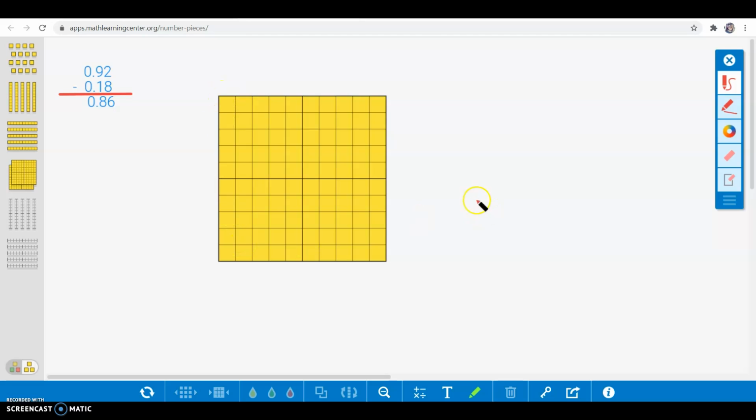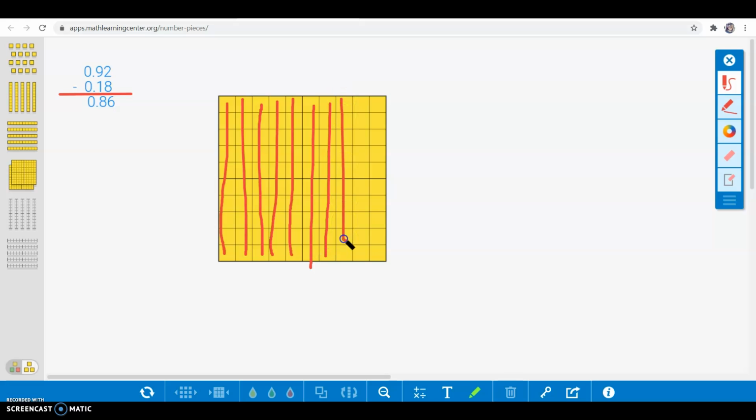So I'm going to be using this hundredths grid, and here we go. So we have 92 hundredths. So we have 9 of these tens. So 1/10, 2/10, 3/10, 4/10, 5/10, 6/10, 7/10, 8/10, and 9/10. And then we have 2 hundredths left. So we have two of these little tiny squares.